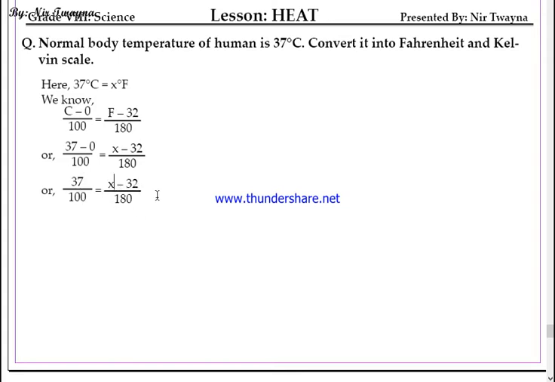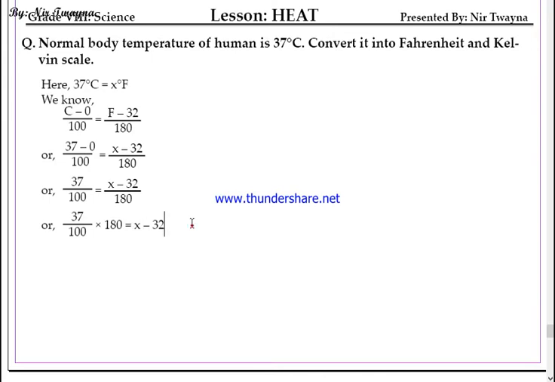Now by cross multiplying, what you get? 37 by 100 into 180 is equal to x minus 32. Where is equals to?